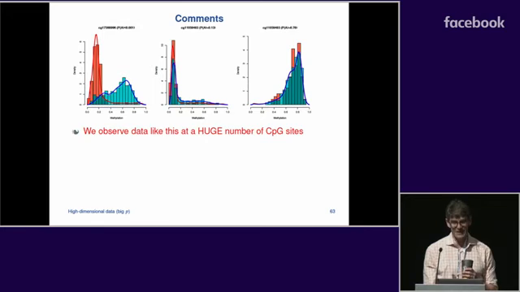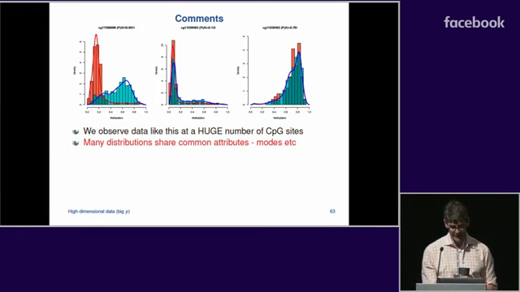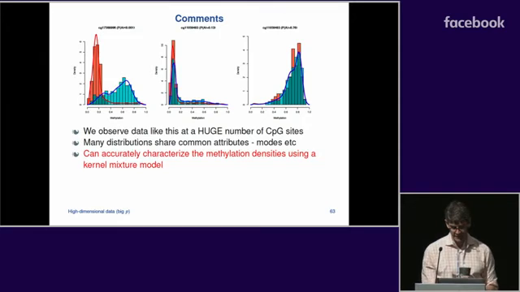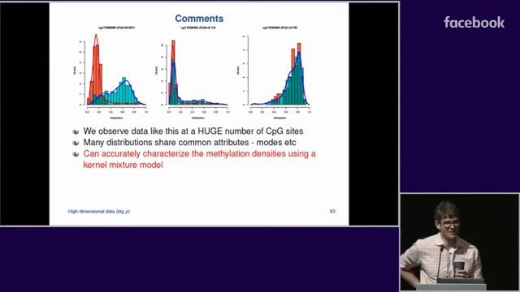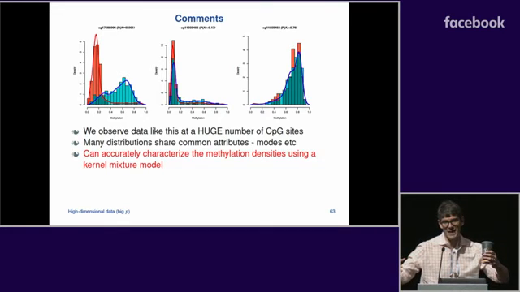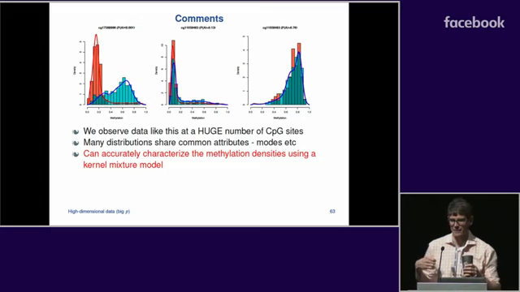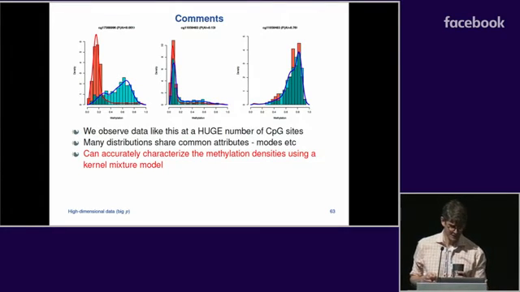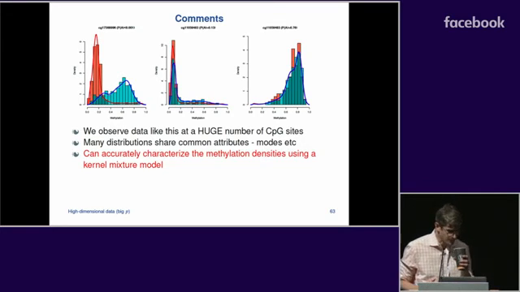We observe data like this at a huge number of CpG sites. Many distributions share common attributes, modes, etc. So what would we do if we tried to build a religious, fully Bayesian probability model? Then each individual would have a 450,000 dimensional response, and we could try to build a mixture model for a 450,000 dimensional response. We really can't do that.